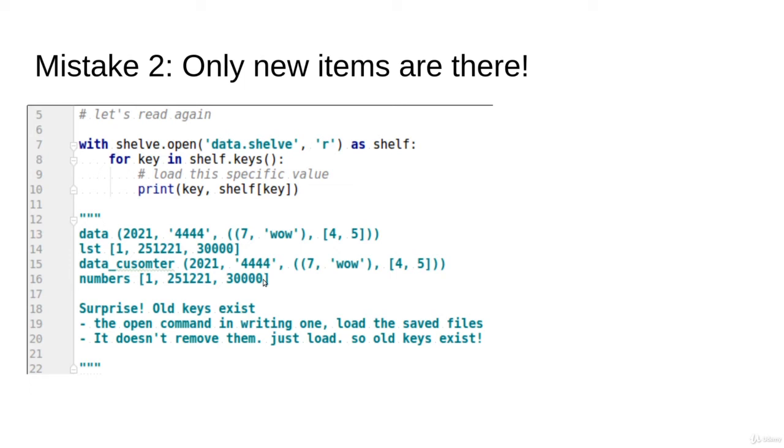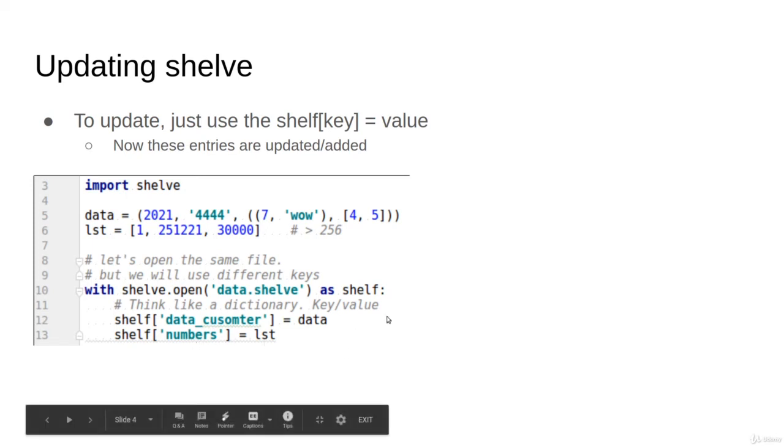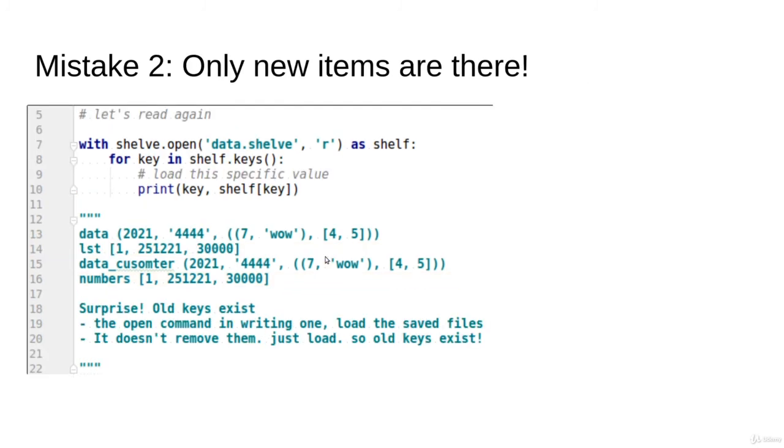So the second mistake is to assume, when you are writing your file, that this is starting from scratch. No, this isn't from scratch. This is a file that will be loaded. It has its own keys and values, and you are now adding to it. If you are using an old key, it will be updated. If you are using a new key, it will be added, but all the keys will be there. So these are mainly the 2 common mistakes when dealing with the shelf.